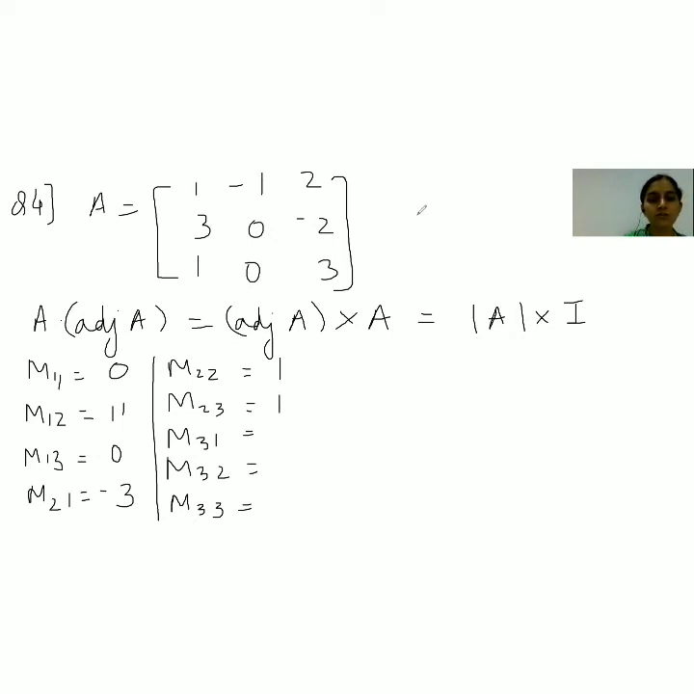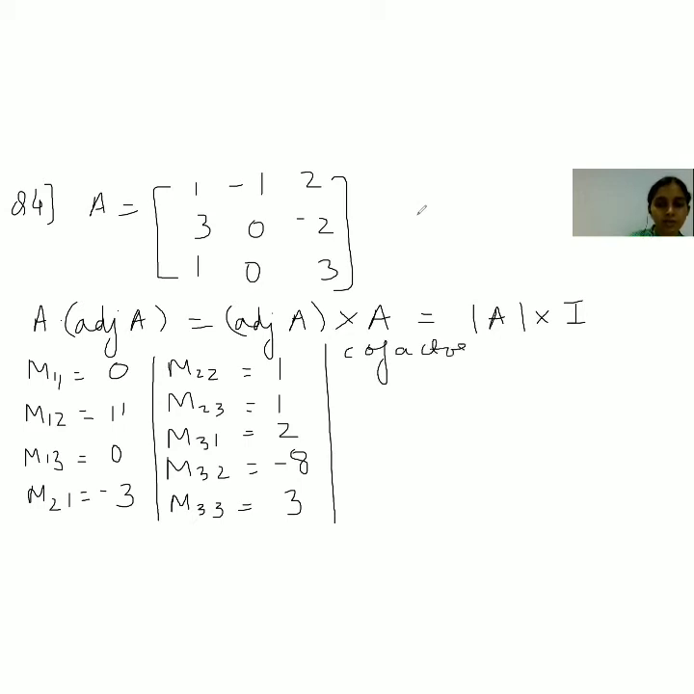M31, third row, first column, so it will be 2 minus 0, that is 2. M32, third row, second column, so minus 2 minus 6, that is minus 8. And M33, last row, last column, so 0 minus of minus plus 3, that is 3. Okay, these are our minors. Let us find the cofactors now.